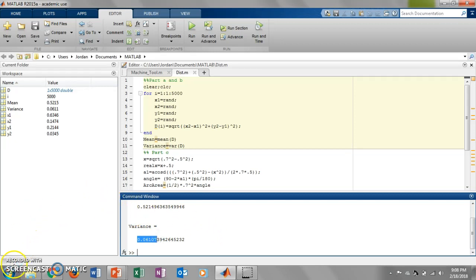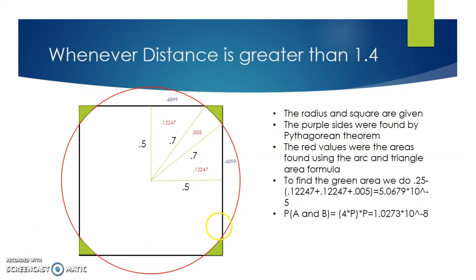As we get into the third part of this problem, we're trying to find where the distance between point A and B is greater than 1.4. We can't actually do this with Monte Carlo because we would need an insane amount of numbers generated to formulate this area, because this area is very, very small, since the distance between these points is very, very close to 1.4. So this graph is not to scale. Basically, we need to solve it analytically.